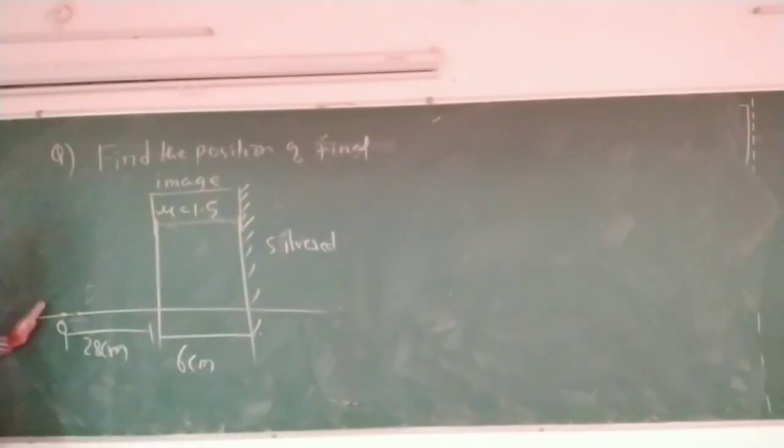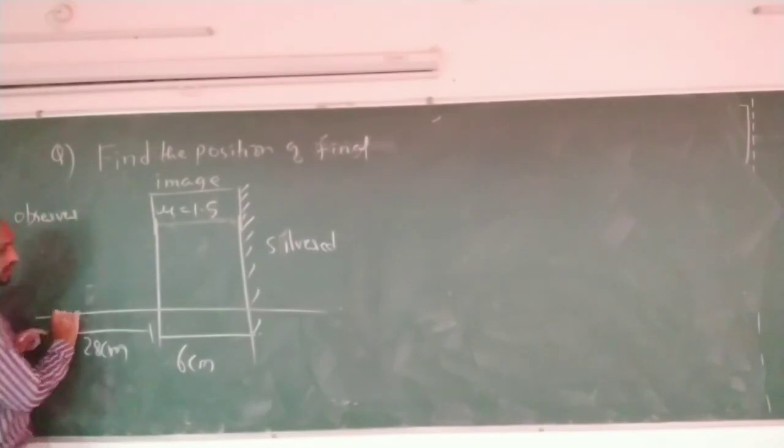Correct now? Object is here. Where is the final image formed? So if you look at the journey of an object, here the observer will be standing, and he has to see the final image location. Correct now? Anyhow, see first what will happen?